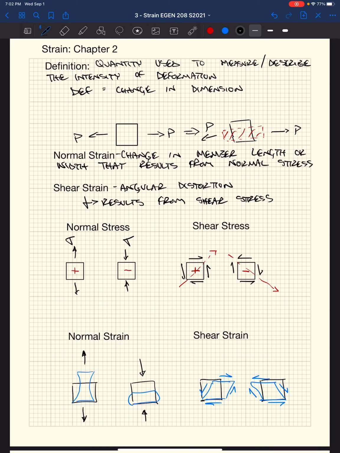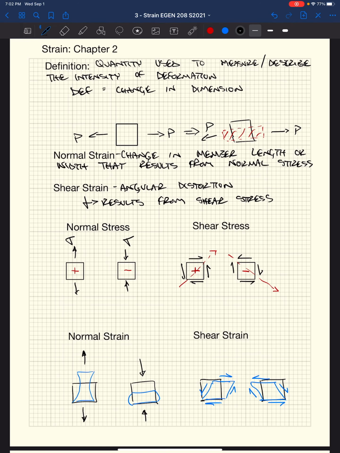So there's a couple different types of strain depending on the stress imposed. As you can imagine, we've got normal stress and we have shear stress. Well, we have normal strain and shear strain. Normal strain is a change in member length or width that results from the normal stress. And with shear strain, we have what we call angular distortion from our shears.